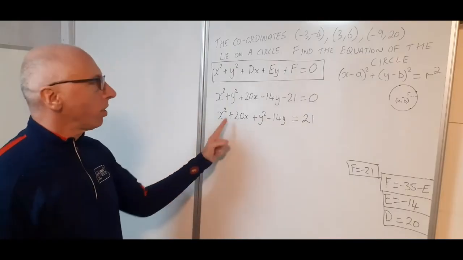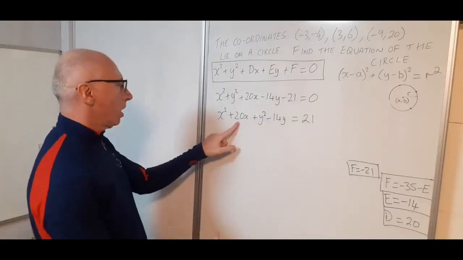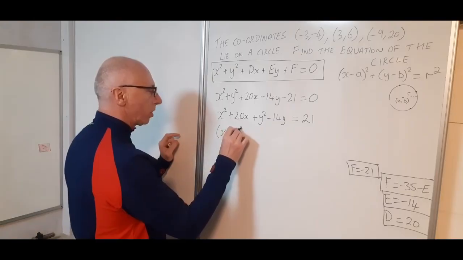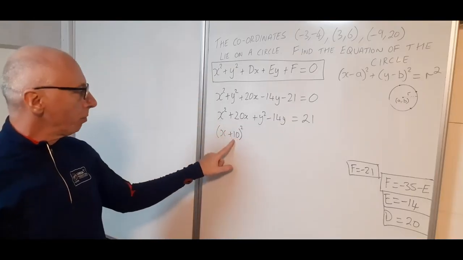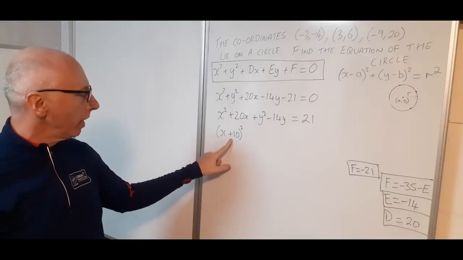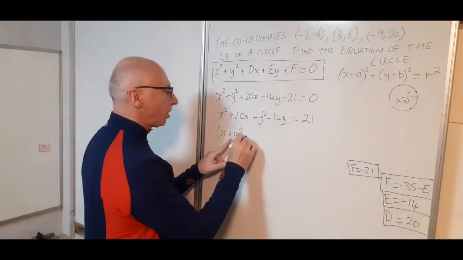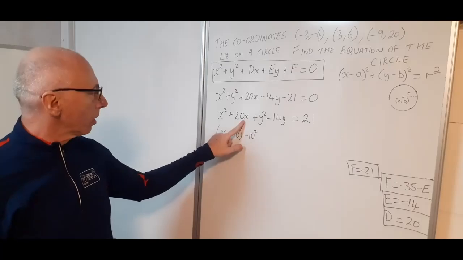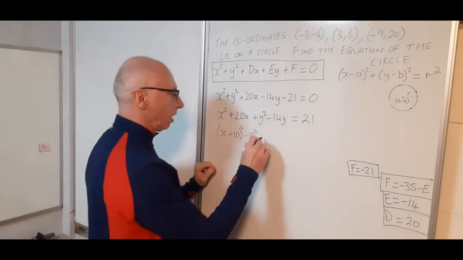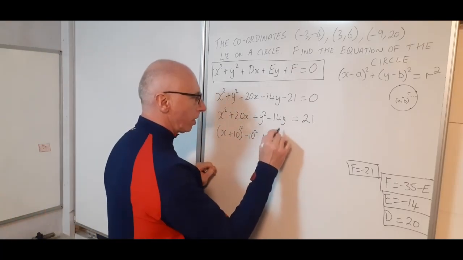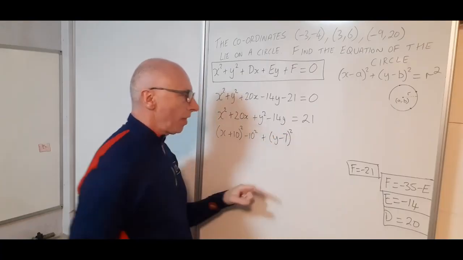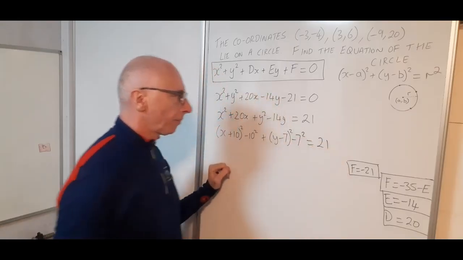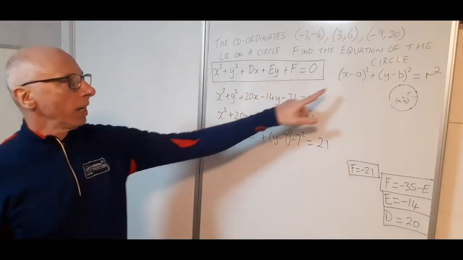Okay, right, let's turn these into this format individually. So x plus 20. So half the 20 is 10. So x plus 10 squared. Now I'll have to subtract 10 squared. So therefore, minus 10 squared there. That way I keep my x squared plus 20x. Same here. So plus y minus half of 14 is 7. And then subtract 7 squared. And that equals 21.